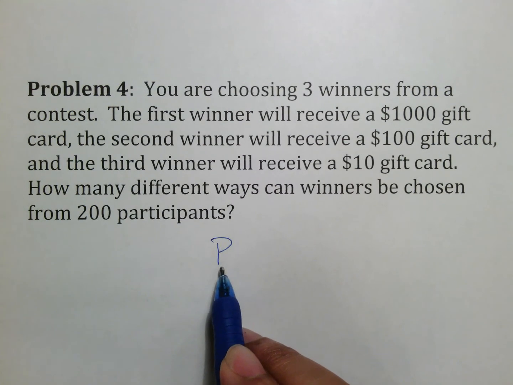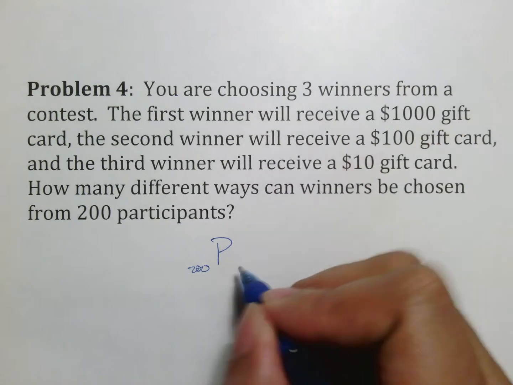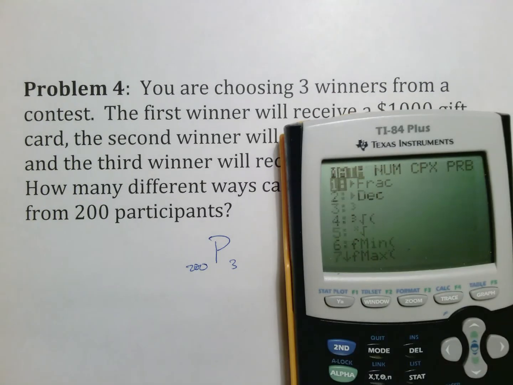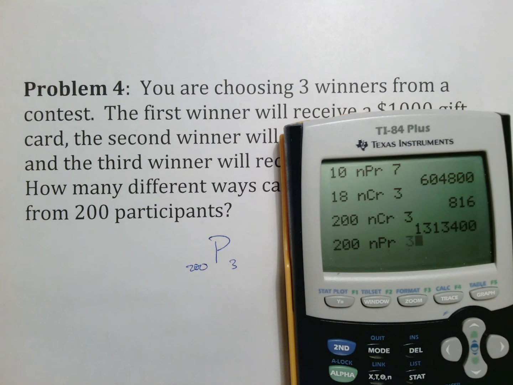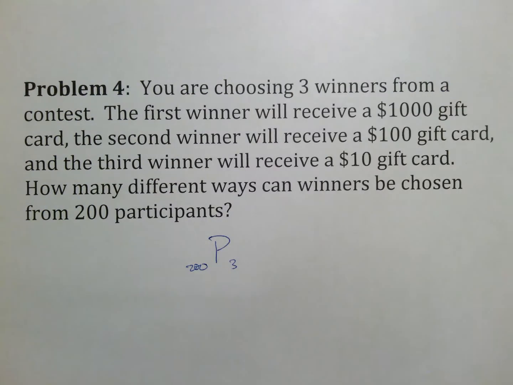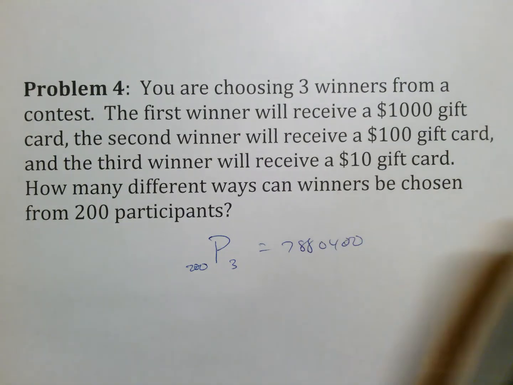Again, the n and r work the same way. We are choosing from 200 people, and we are picking 3 of them. And so now you just do 200P3, and you get a bigger number, 7,880,400, which would be your answer for that.